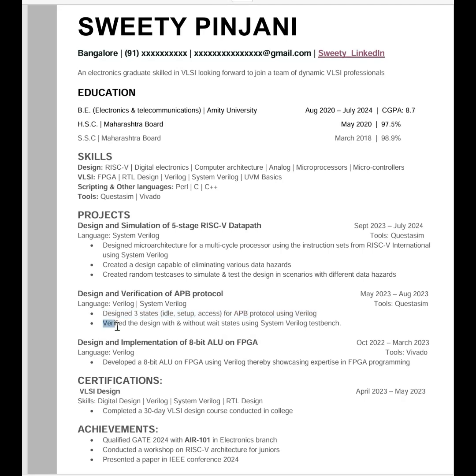Then they have verified the design with or without wait states. In both these scenarios, they have verified the design for these 3 states, idle, setup and access, with and without wait states using a SystemVerilog test bench.